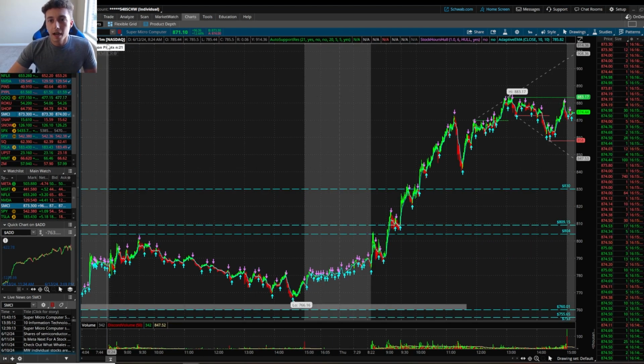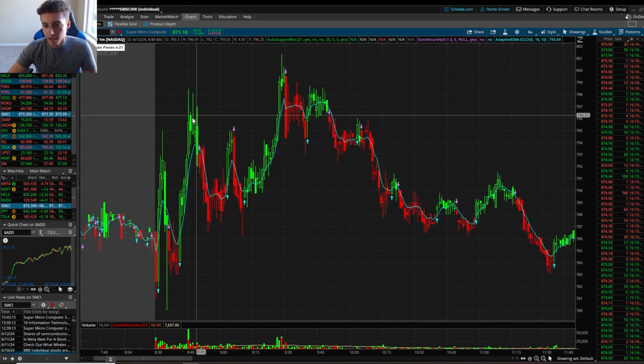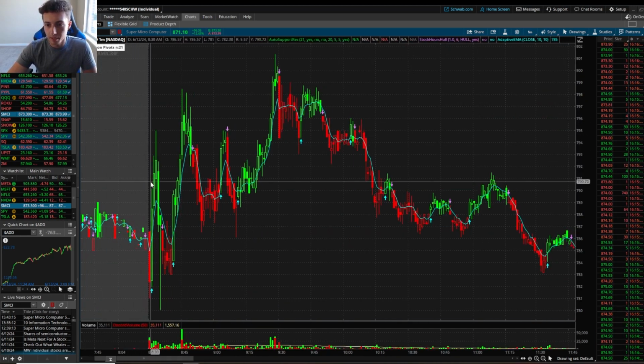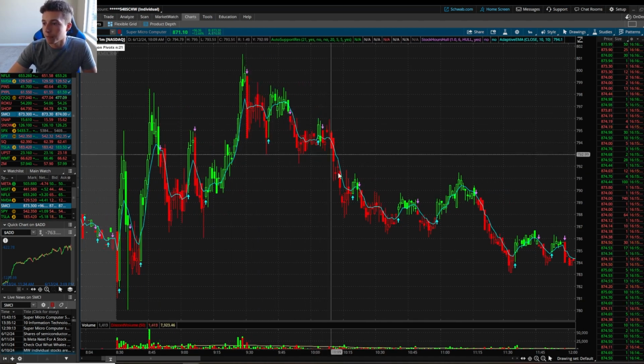So you can see here SMCI is listed on the NASDAQ, and then just looking here at these moves, you can see we pick up volume pretty well throughout the day. Even though this is a pretty choppy day, you don't see a lot of gaps in the candles.